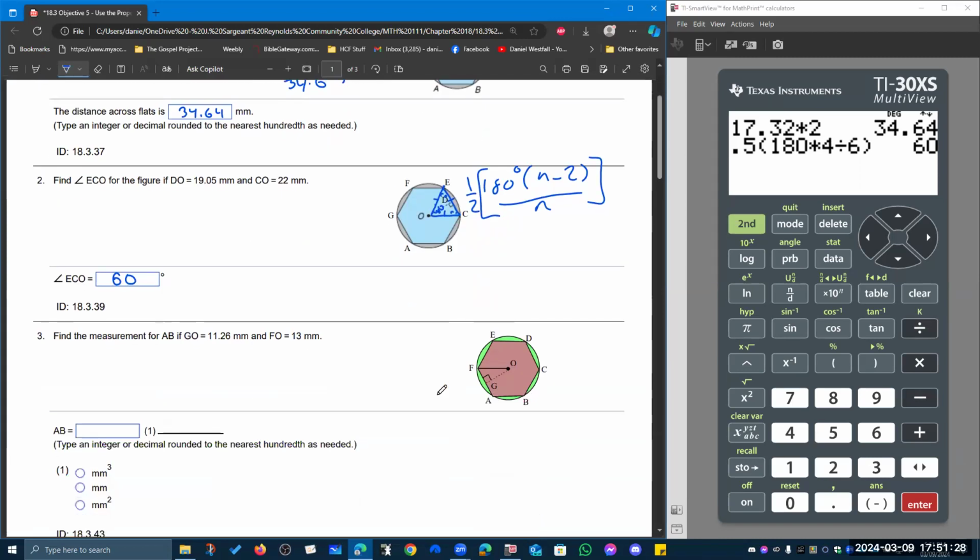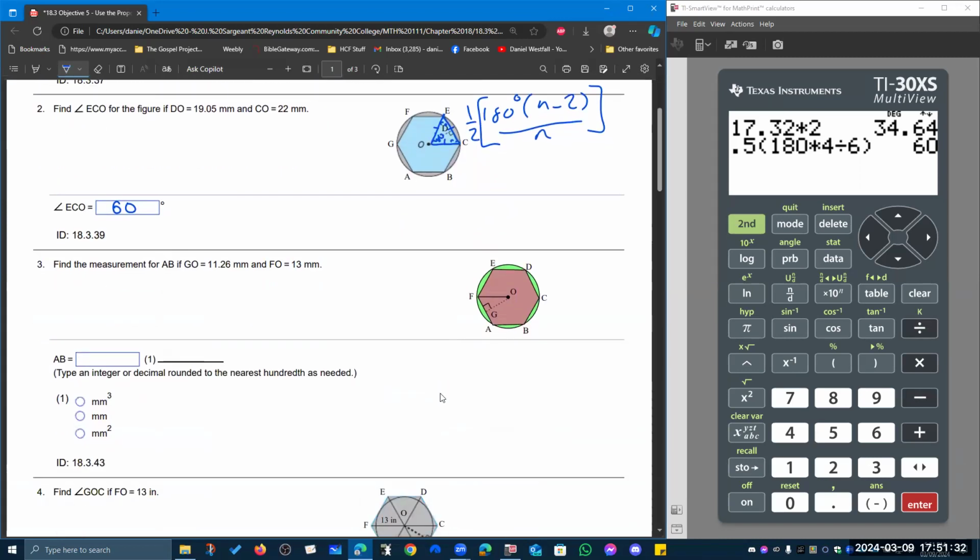All right. Find the measurement of AB, which is this side right here, if I'm given that GO is 11.26 and FO is 13. Well, the radius is the same thing as any one of the sides. So this is 13 millimeters here. This is for an inscribed hexagon. The radius here, because this is an equilateral triangle, is the same as this side, and this side is the same as that side, and so on. All these equilateral triangles have the same measure, so the radius and the sides are the same.